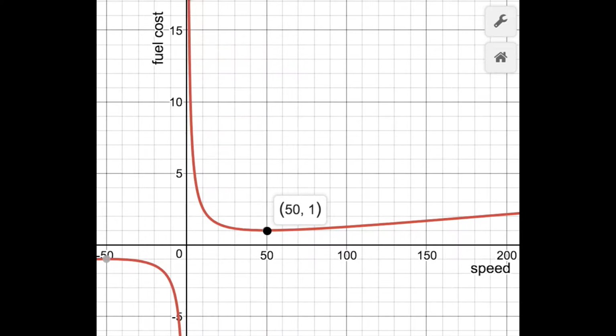So this helps us visualize that the faster the driver goes, the lower the cost of the fuel until he reaches a speed of 50 kilometers per hour. At this speed, the driver is saving the most money on fuel. By traveling at a faster speed than 50 kilometers per hour, we begin to see that the cost of fuel now rises.